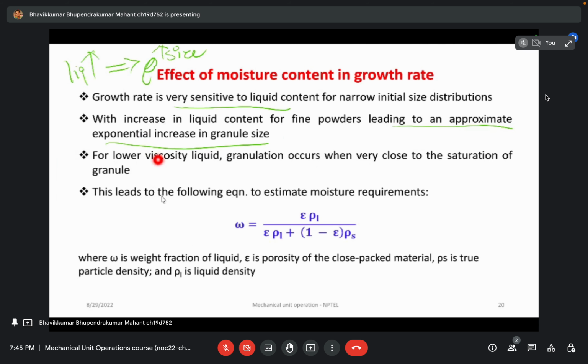for lower viscosity liquid, granulation occurs when very close to the saturation of granule.